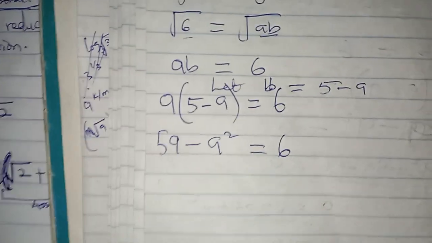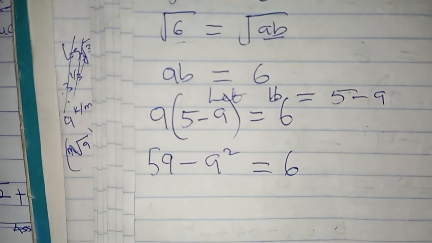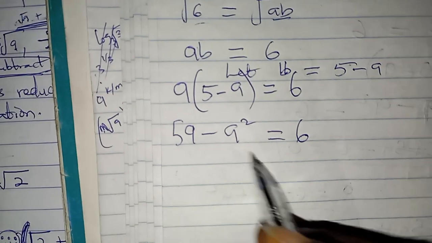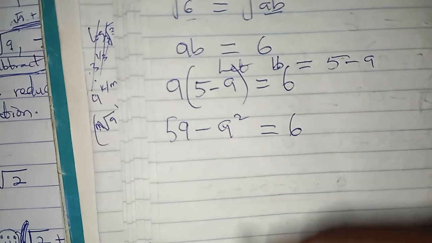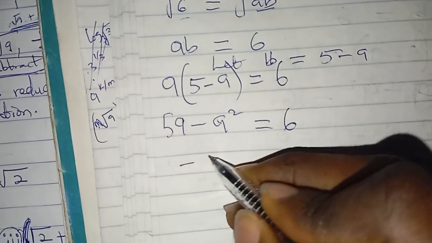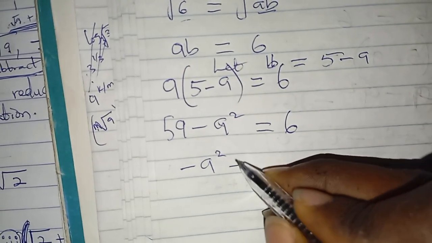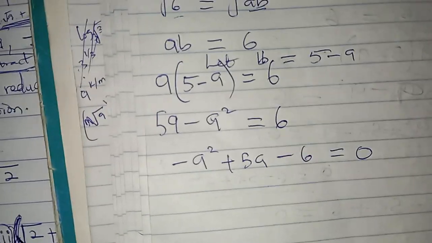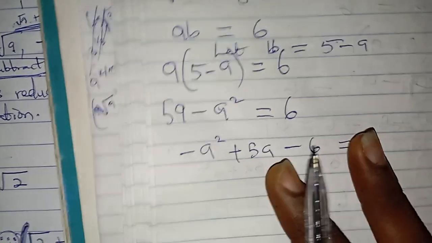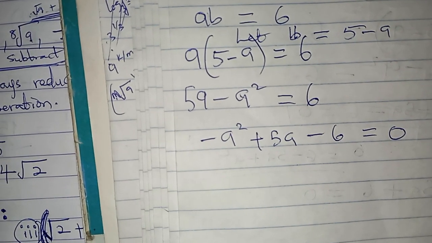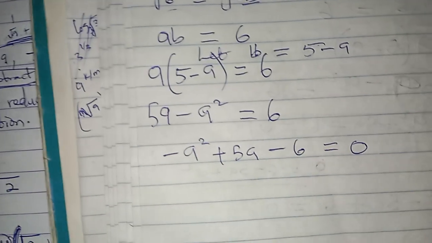And very well, this can be the same thing as saying a crossing over. Okay, let's just do it this way. Minus a squared plus 5a minus 6 equals to 0. So solving the quadratic equation.